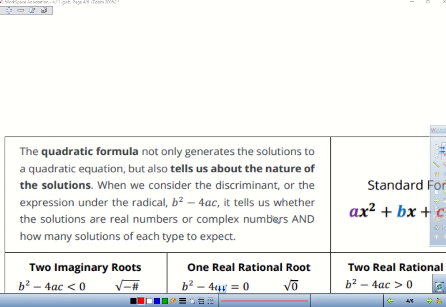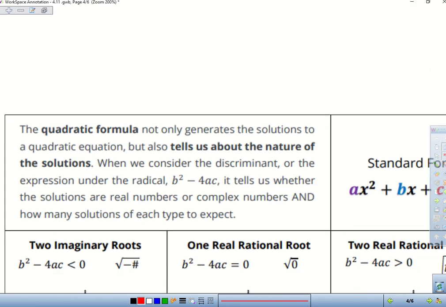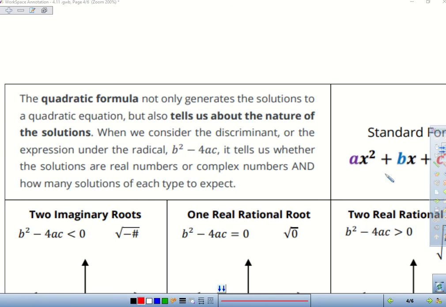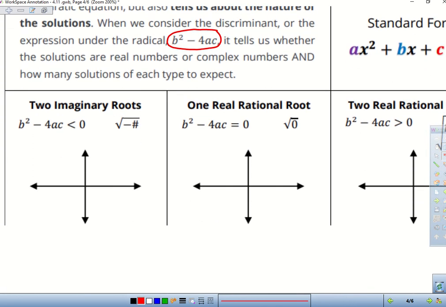So the quadratic formula not only generates solutions to quadratic equations, but also tells us about the nature of the solutions. When we consider the discriminant, which is just the portion of the quadratic formula underneath the square root, it tells us whether the solutions are real numbers or complex numbers and how many solutions we have. So there's a few different things that can happen here. We can have what's called two imaginary roots.